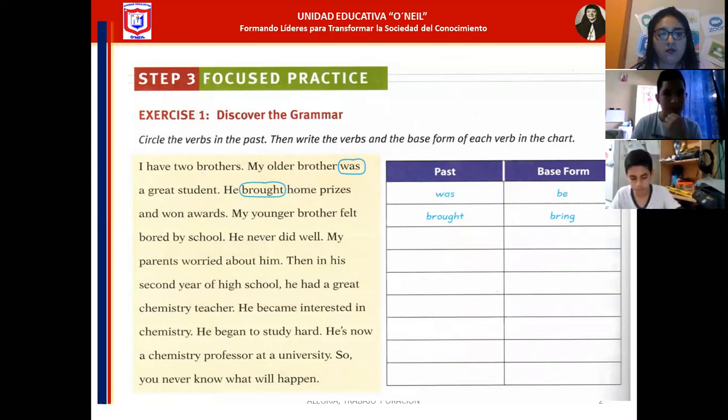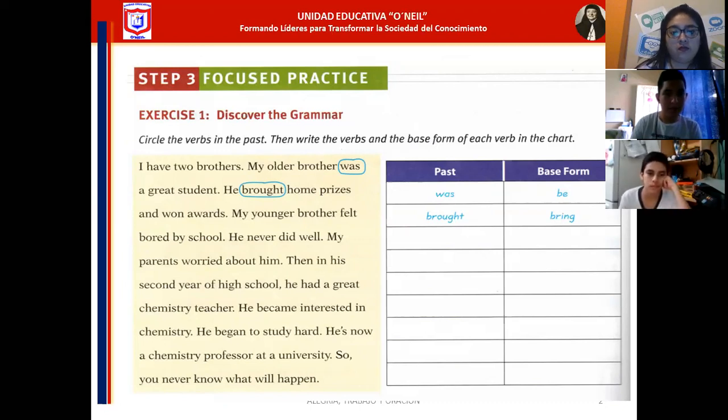I have two brothers. My older brother was a great student. He brought home three tests and one hour. My younger brother felt bored by school. He never did well. My parents worried about him. In his second year of high school, he had a great chemistry teacher. He became interested in chemistry. He began to study hard. He is now a chemistry professor at university. So you never know what will happen.